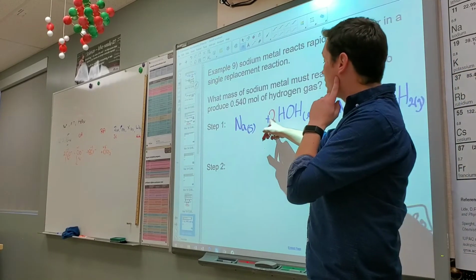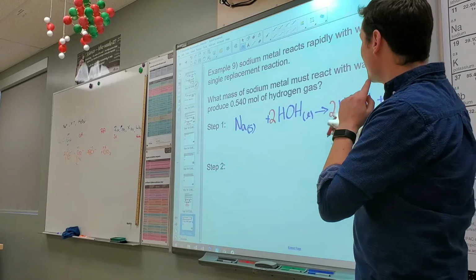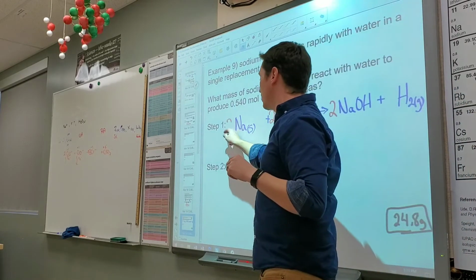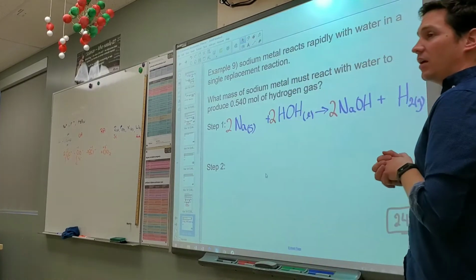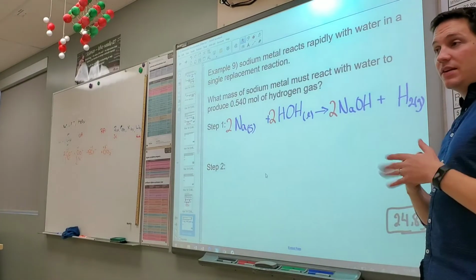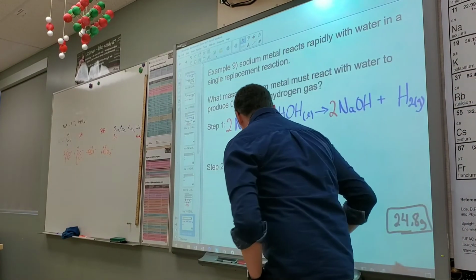Well, that means we had 2 hydroxides, so we needed 2 hydroxides. And because we had 2 hydroxides, we need 2 sodiums. And now we're all balanced. Does anybody want me to explain that in a different way? Yes. Okay. So that's totally fine.